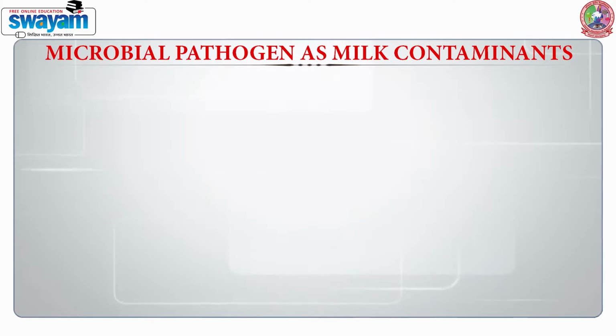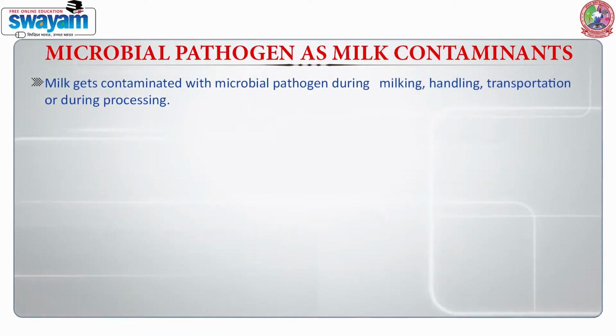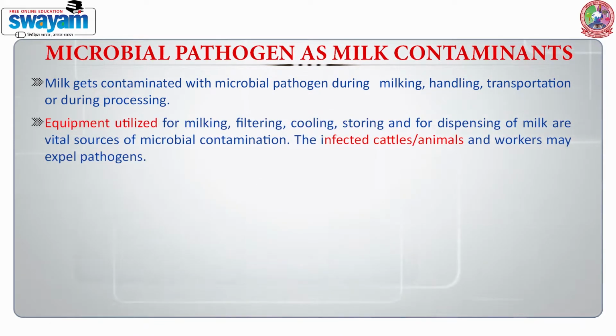As I have already mentioned, milk, being a rich source, can harbor a number of microbial pathogens, and these gain access during different stages of milk production and processing. These include milking, handling, transportation and processing. Also, the equipment used for milking, filtering, cooling, storing and dispensing of milk are some of the key sources of microbial contamination. Also, one of the major sources is the infected cattle or animal, and also the workers who may be handling the different steps of the process.